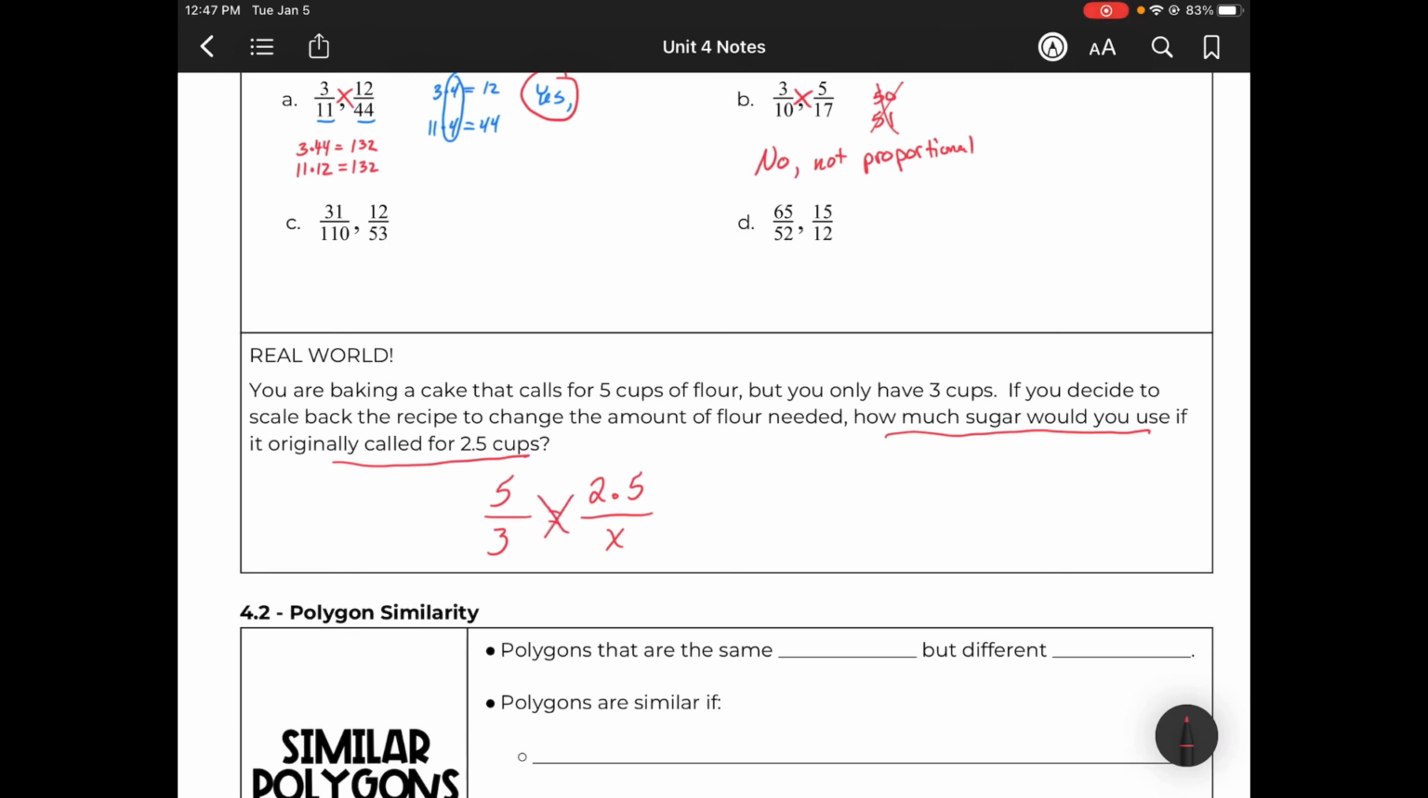Now we have a proportion, and we cross multiply to solve. 5x is one cross product, and the other one, 3 times 2.5, is 7.5. And now we simply divide by 5. And dividing by 5, we get our x amount for the sugar we're going to use is 1.5 cups of sugar. And that's how you can apply proportions to problem solving.